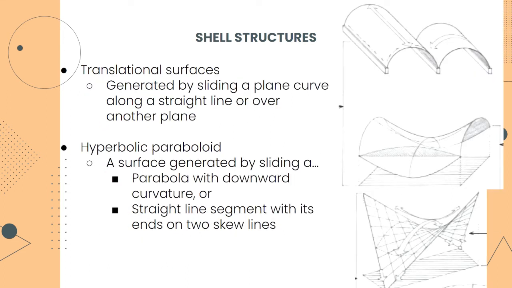And then the translational surfaces. Translational surfaces are a process of parallel sliding, like the parabolic or hyperbolic paraboloid. So translational surfaces means generated by sliding a plane curve along a straight line or over another plane curve. A hyperbolic paraboloid here is a surface generated by sliding a parabola with downward curvature or a straight line segment with its ends on two skew lines.